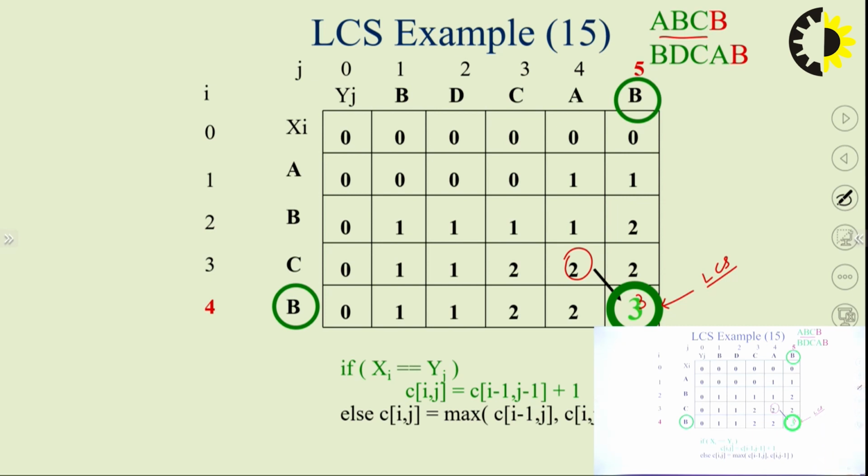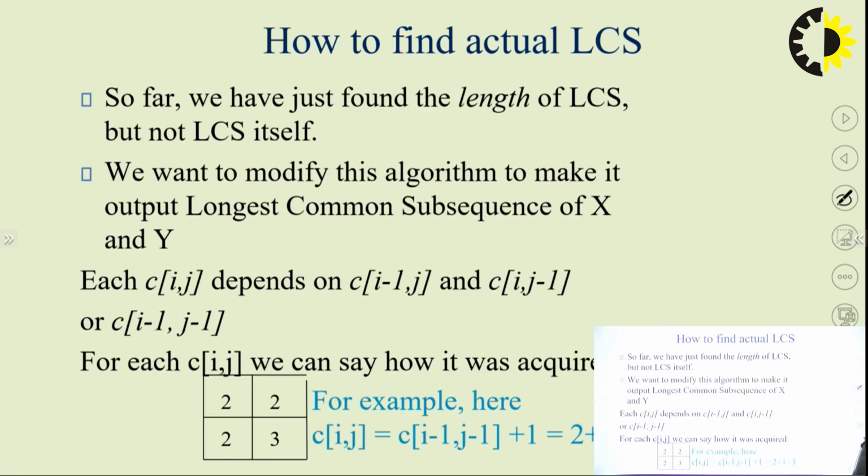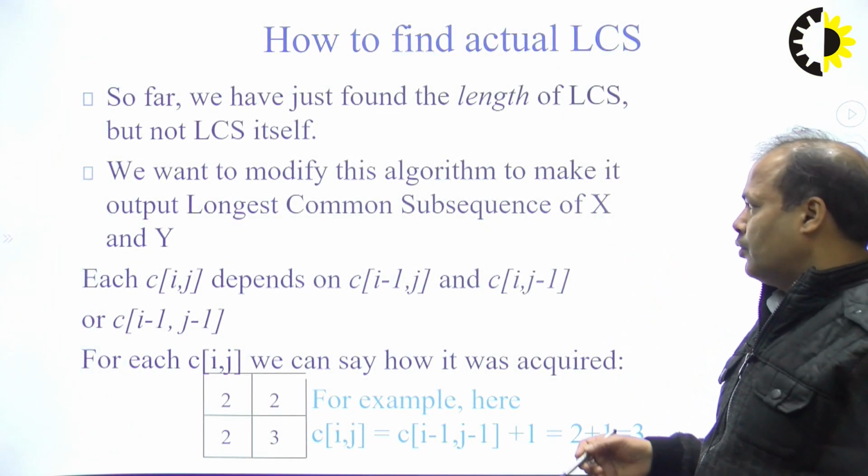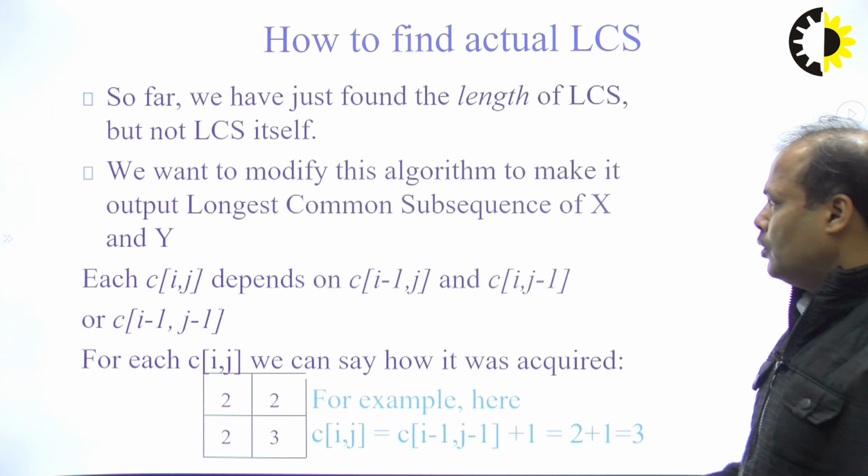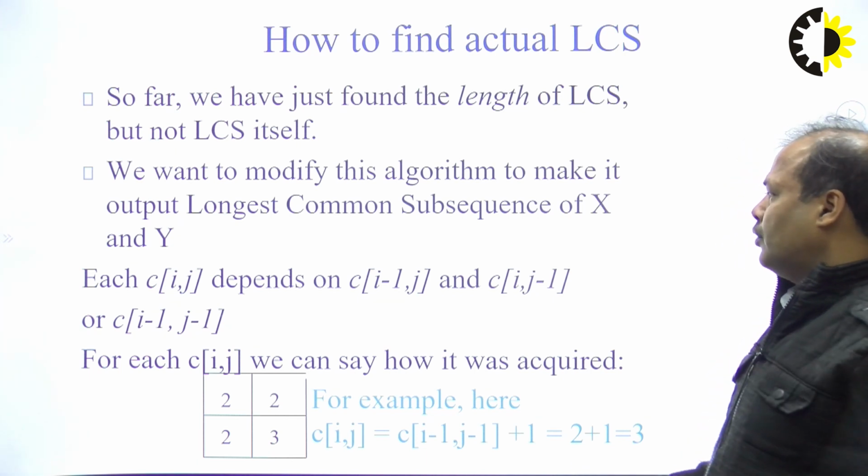There are two methods. We can do it separately, or while solving this, we can also find out the LCS by incorporating a fourth step in the table itself. So far we have just found the length of the LCS but not the LCS itself. We want to modify this algorithm to output the longest common subsequence of x and y. How is it going to be calculated? This was step number 4.